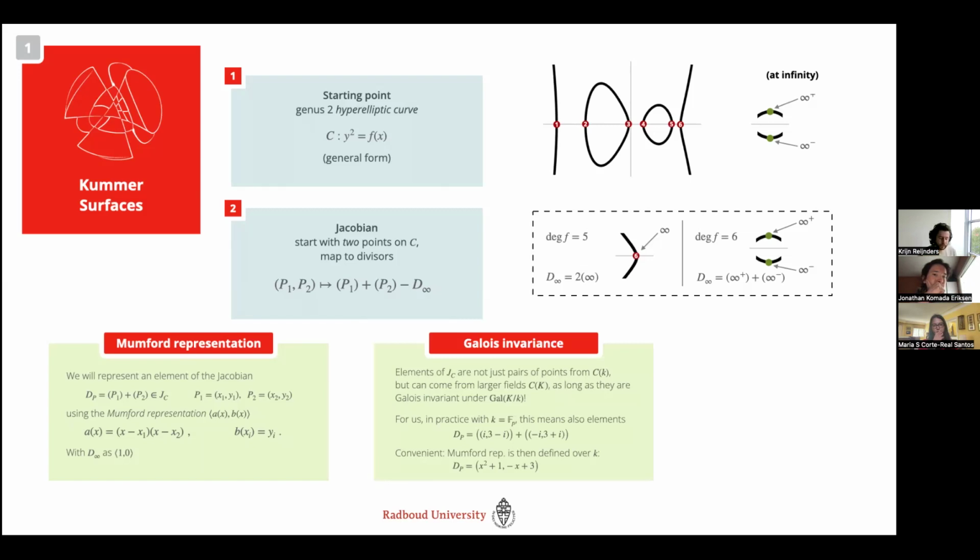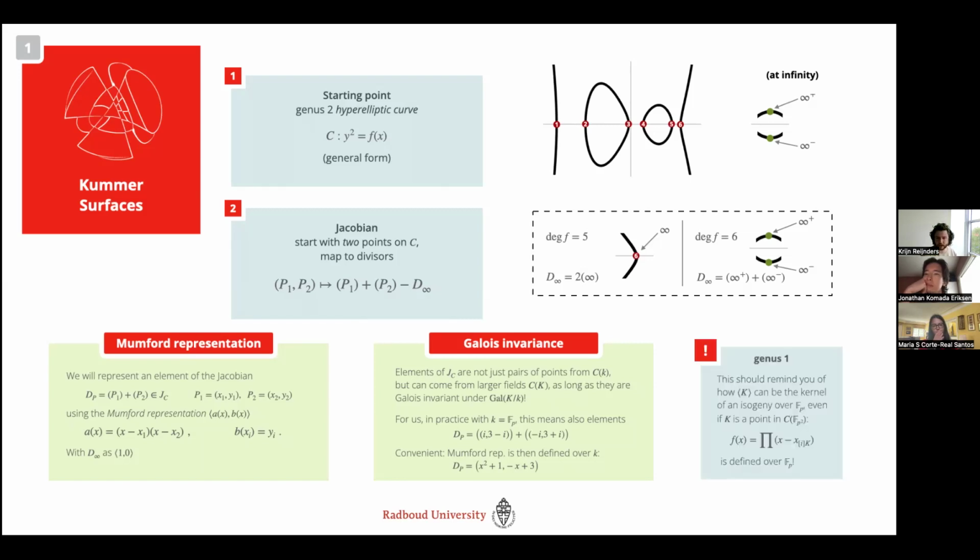And then there's a thing going on with this Galois invariance. So these elements of the Jacobian are not just these pairs of points from C with X1 and X2 in your base field, but if you have a small field extension, they can still lie on your Jacobian. So let's say I want to look at points in the Jacobian over F_p. I can also get points on the curve over F_p squared, but then I need both of those points under the Galois invariance. So you get, for example, (i, 3 minus i) and (minus i, 3 plus i). This is still a rational element of my Jacobian, even though the points themselves are defined in the field extension. And this is convenient because the Mumford representation of that divisor is actually defined over K. So that really does make sense.